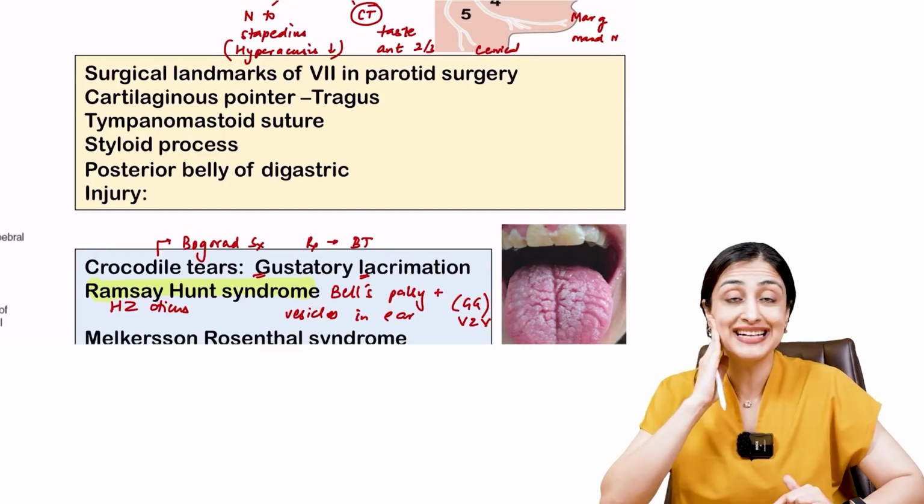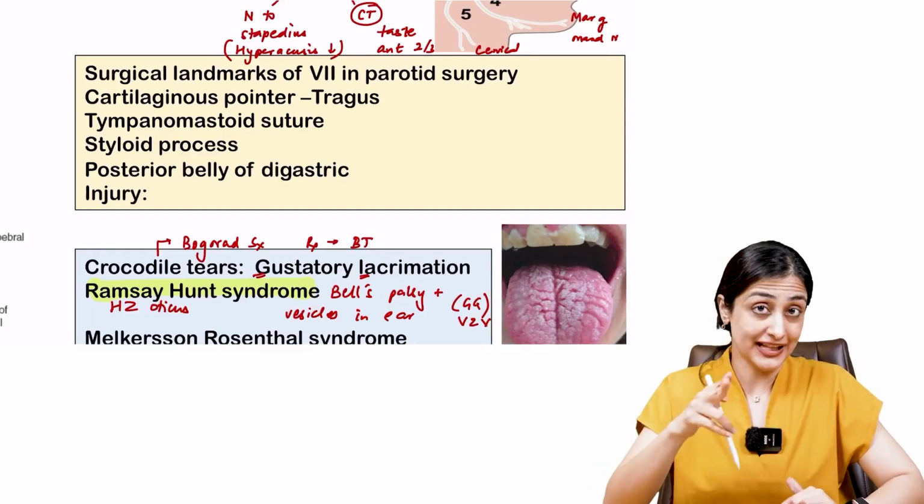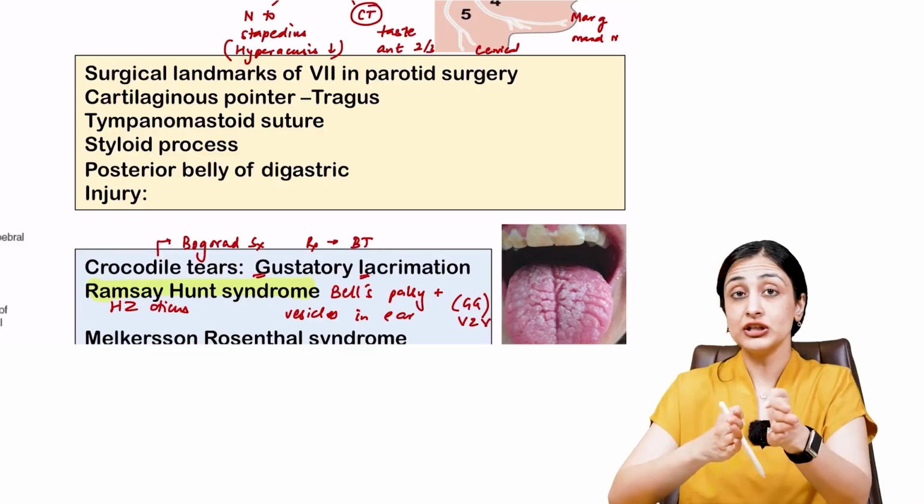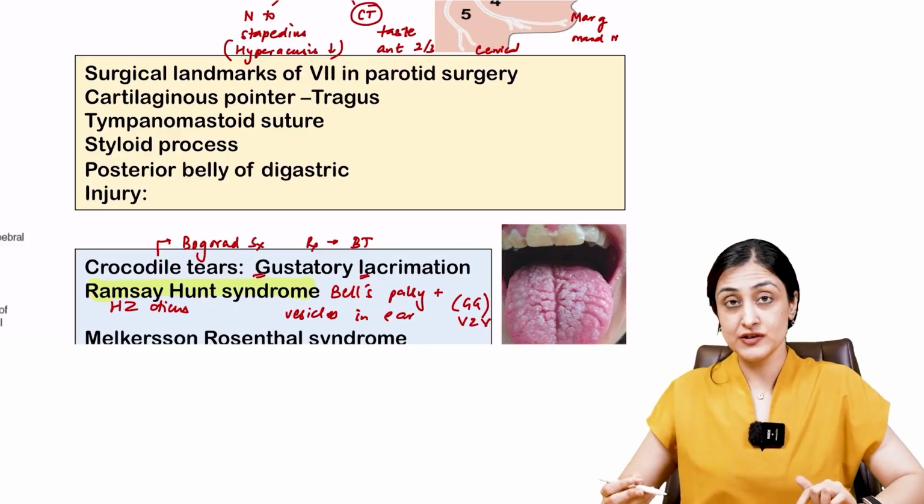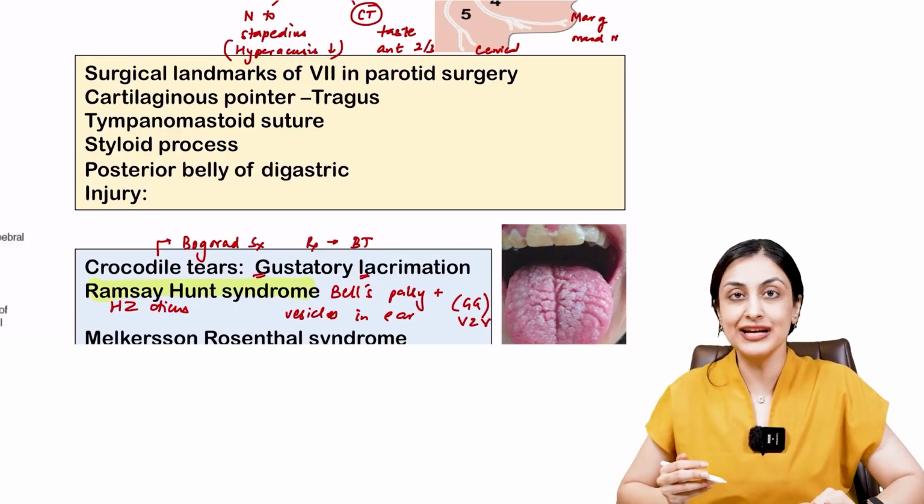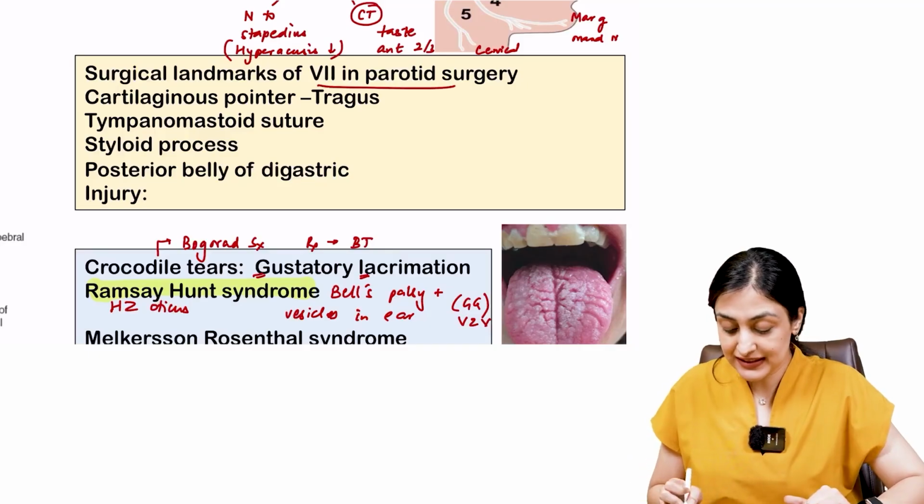That is called Petty's plane. I have taught you this in anatomy, where the facial nerve, the retromandibular vein and ECA run in the parotid substance, dividing into superficial and deep lobe. So that is where it can get injured.